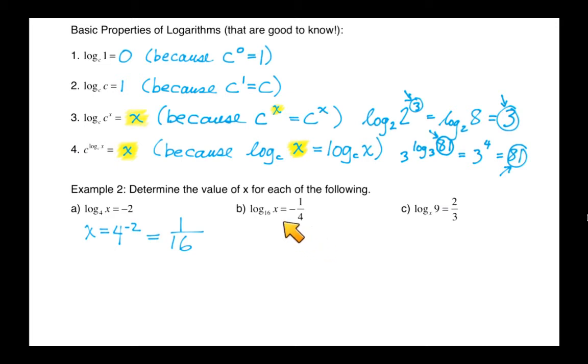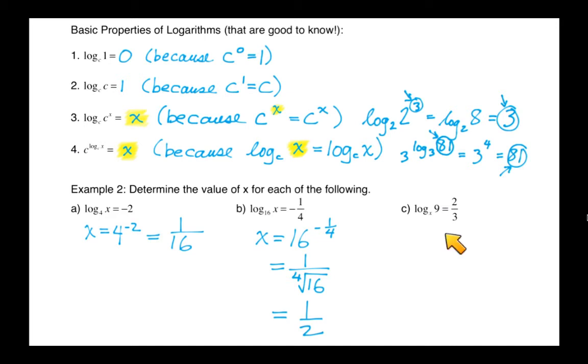Next one we've got here, log base 16 of x is -1/4. So if I rewrite that in exponential form, then here, what I'm going to do is evaluate this. So 16 to the negative 1/4, I'm going to go 1 over the 4th root of 16, and the 4th root of 16 is 2. So the answer is 1 over 2.